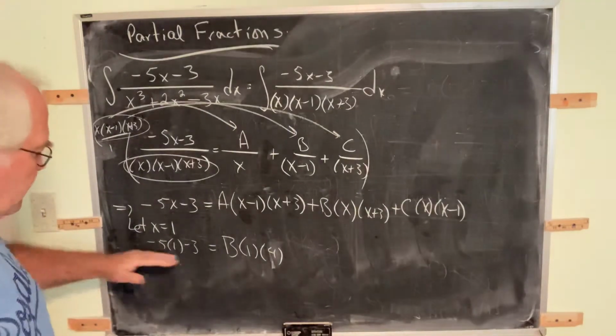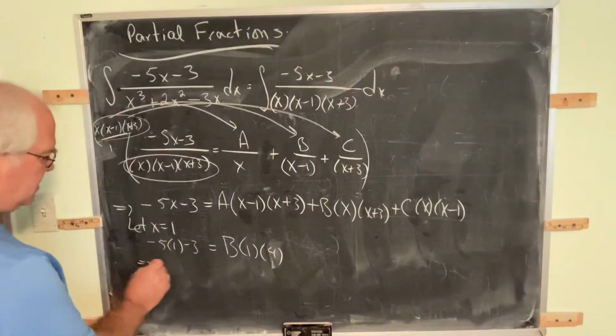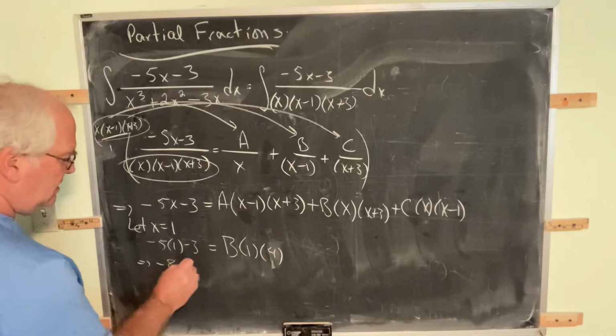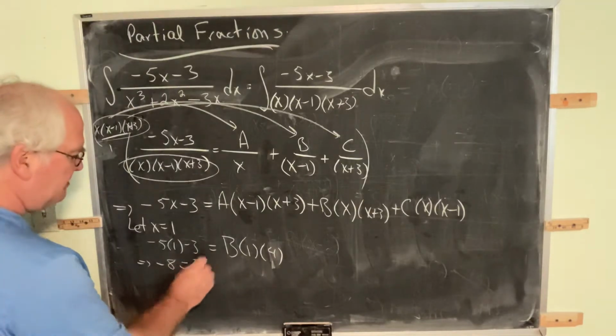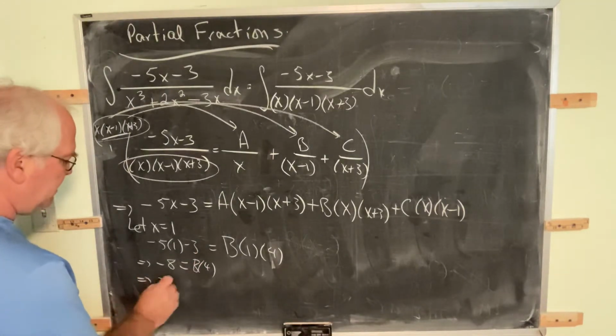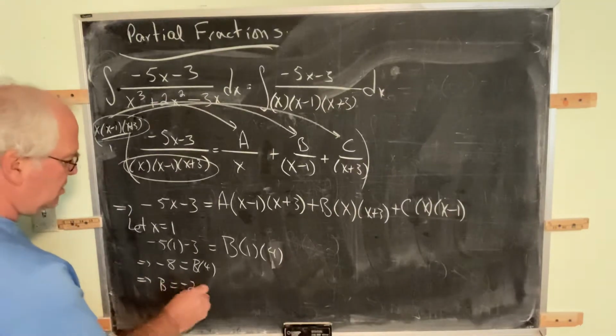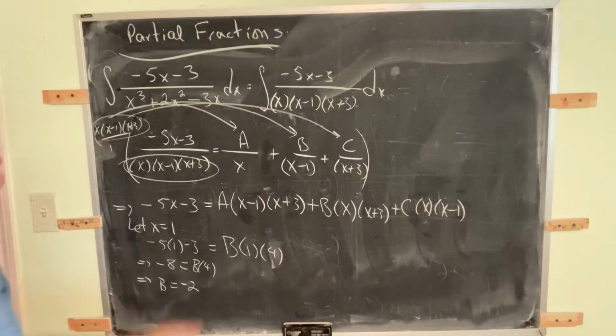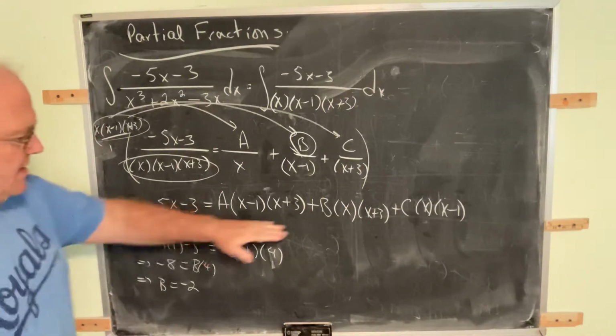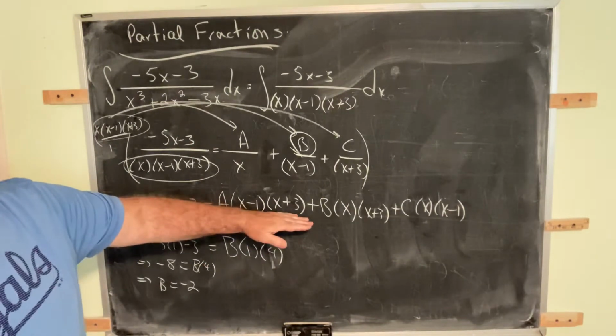And so in this case, what do we have? This implies negative 8 is equal to b times 4, and that implies b is equal to -2. All right, so we know what that coefficient is. Now, let x equal -3.